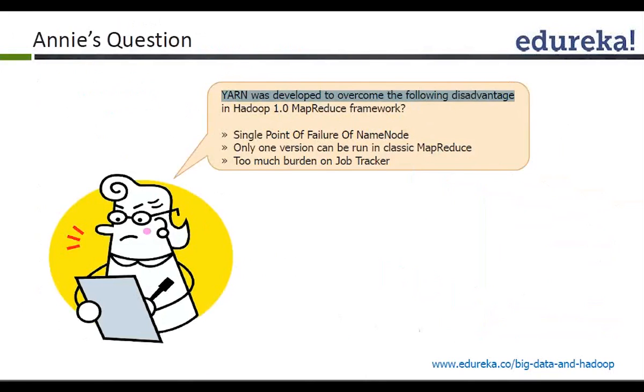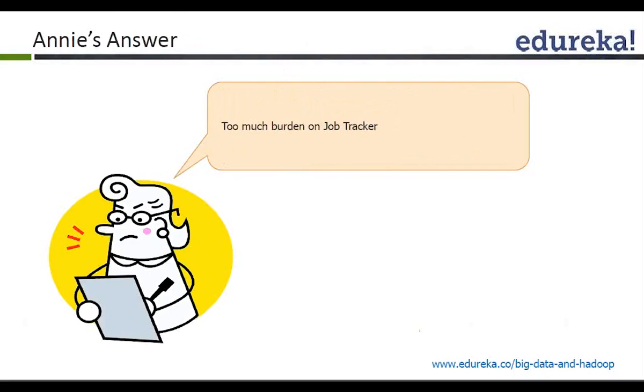One, two, three. Of course, not a single point of failure, because that is the HDFS part of it. It could be two or three also. So the closest is three, primarily because there is a lot of burden on the job tracker. But even if somebody says two, I would also agree with that, because you were able to run only MapReduce in your earlier versions, whereas now you can run Spark, Storm, Graph, etc. Although Annie says the answer is three, I will still agree that two is also correct.